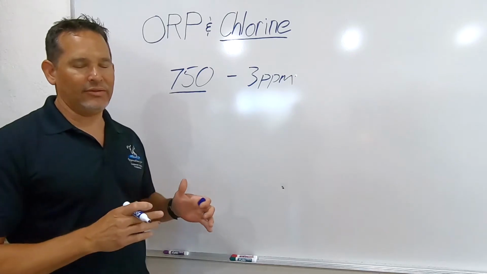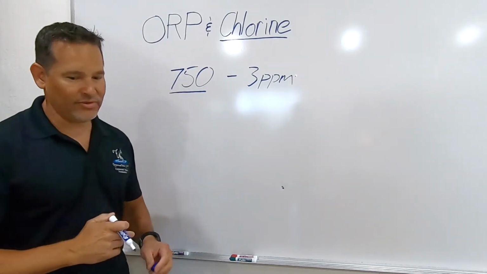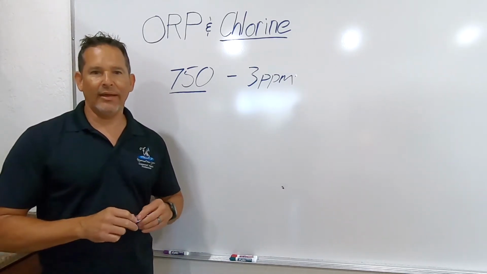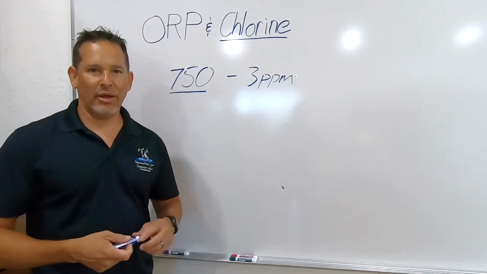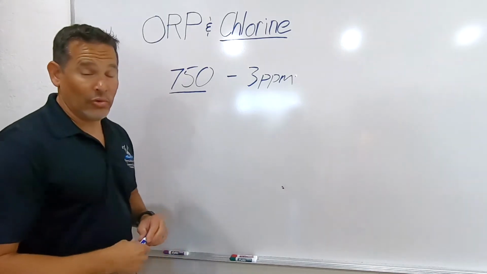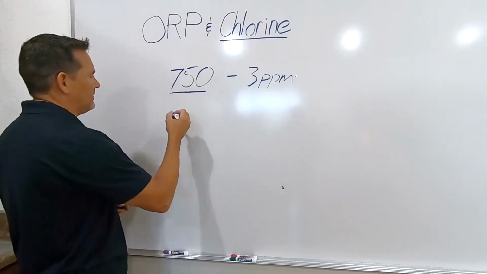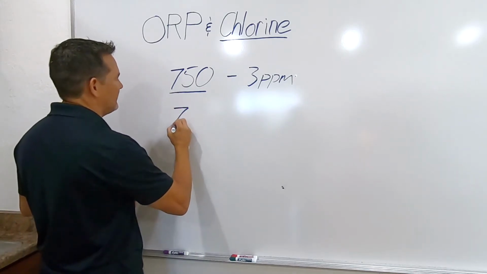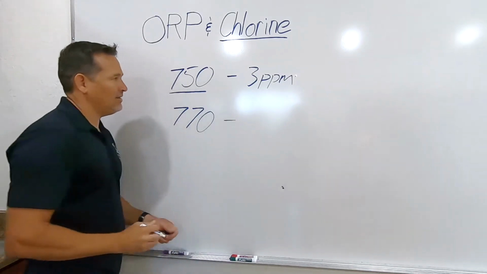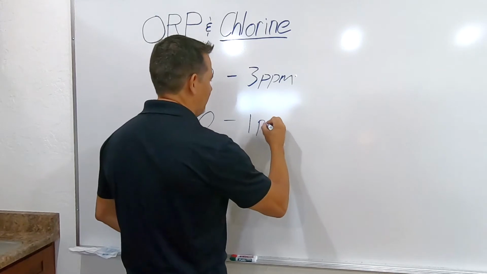So how does it relate to this ORP? Now, let's just say I come in the morning, I give my pool time to rest after a busy day where you had a lot of swimmers, a lot of bathers come over, maybe a lot of dirt and debris came in there during the day. And the next day you come in, and your ORP is at, let's just say, 770, okay? And instead of getting 3 parts per million, you're only getting 1 part per million.